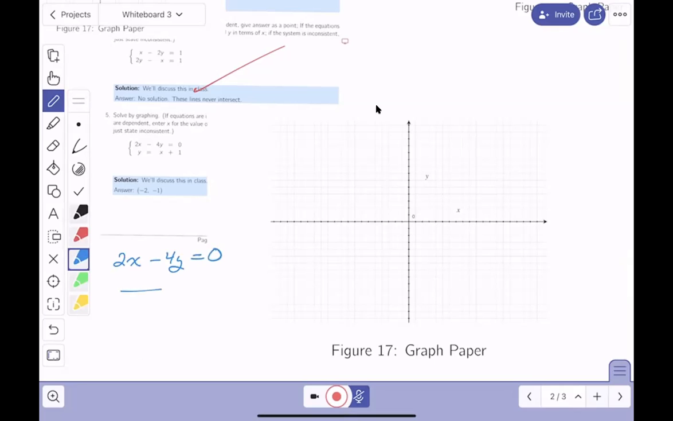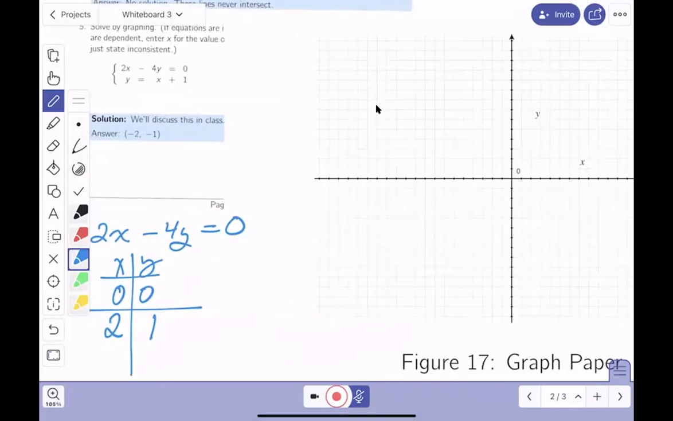Well, again, a little table goes down, right? x and y, 0, 0. That worked beautifully. Let's try another one. All right, because 0 minus 0 is still 0. Let me try x to be, I don't know, 2. Well, 2 times 2 is 4. So y would have to be 1 then, right? Because 2 times 2 is 4, and 4 times 1 is 4, and 4 minus 4 is 0. So I'm going to plot that. I blow that up a little bit.